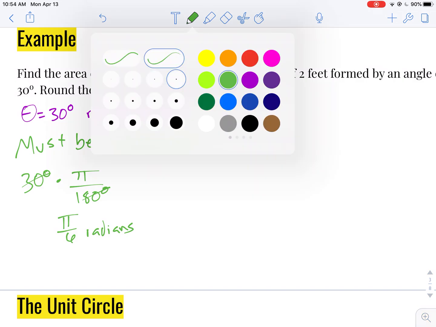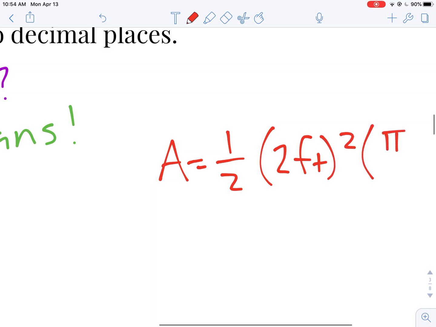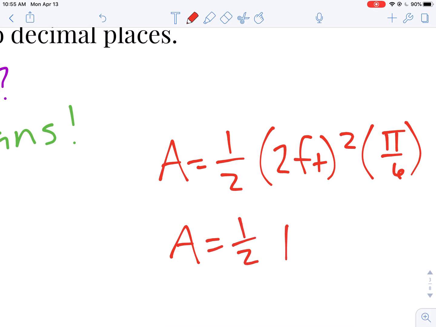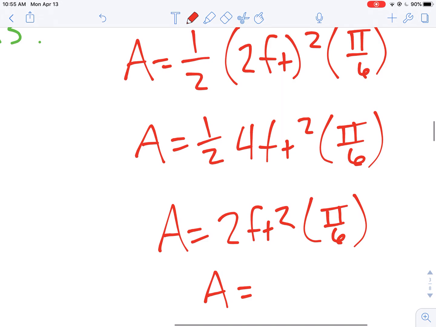Now to figure out the area, I'm just going to plug and chug because I've got my formula. The area is equal to 1/2 times 2 feet squared times that theta of pi over 6. I've got my area is equal to 1/2 times 4 feet squared times pi over 6. Area is equal to 2 feet squared times pi over 6. Area is equal to pi over 3 feet squared.